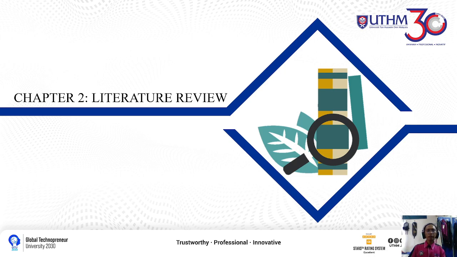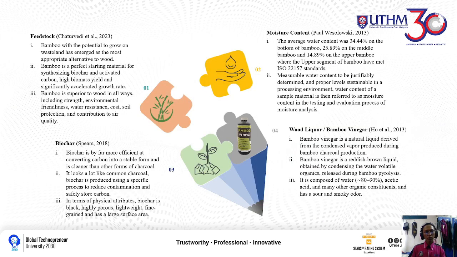Chapter 2, Literature Review. For the feedstock, bamboo, with the potential to grow on wasteland, has emerged as the most appropriate alternative to wood. Bamboo is a perfect starting material for synthesizing biochar and activated carbon, with high biomass yield and a significantly accelerated growth rate. Bamboo is superior to wood in all ways, including strength, environmental friendliness, water resistance, cost, soil protection, and contribution to air quality.